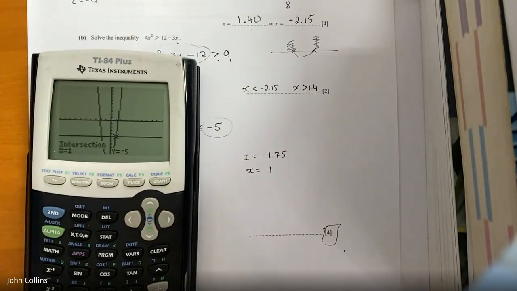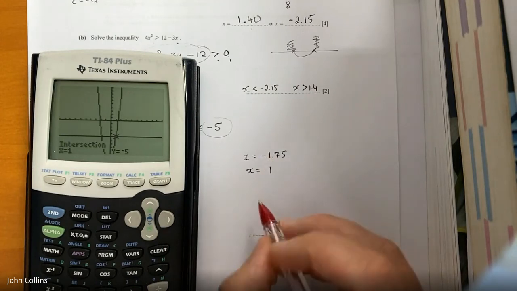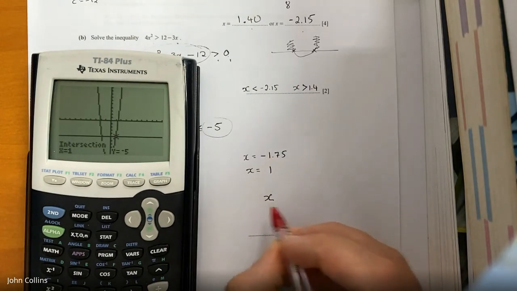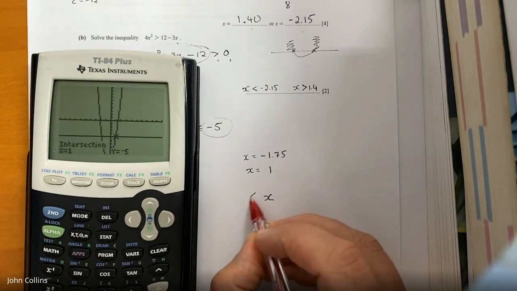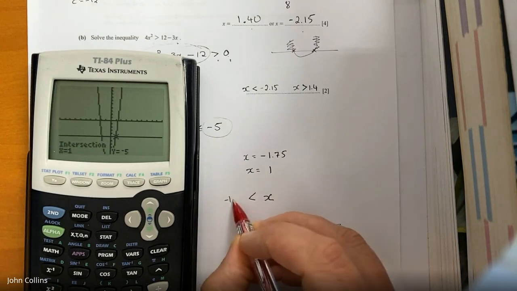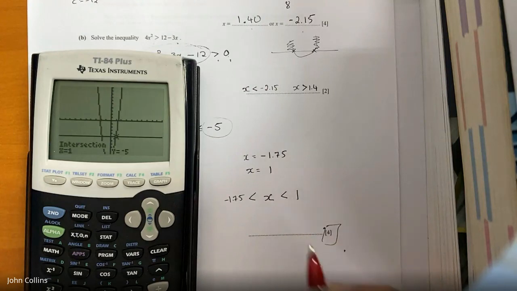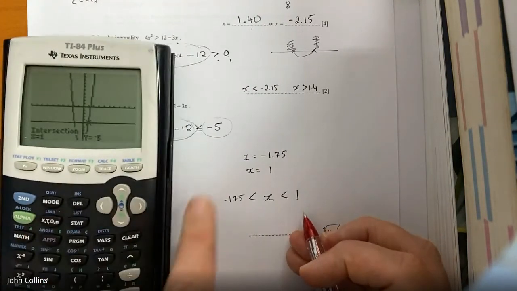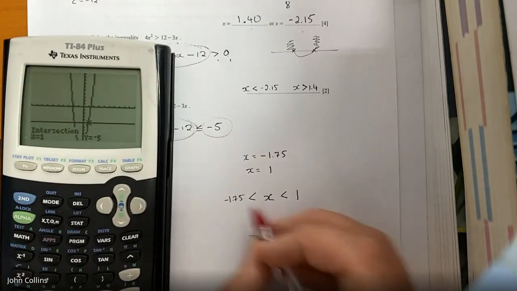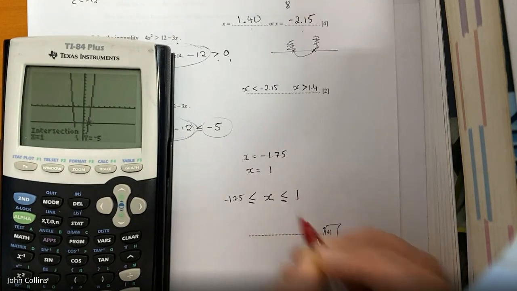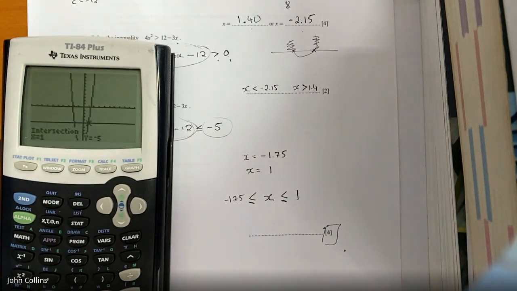Okay, so I want between these two numbers. So x lies between these two numbers. x needs to be greater than minus 1.75 and x needs to be less than 1. But then I remember the question said less than or equal to. So it can be equal to minus 5 as well. So I put in the equal signs.